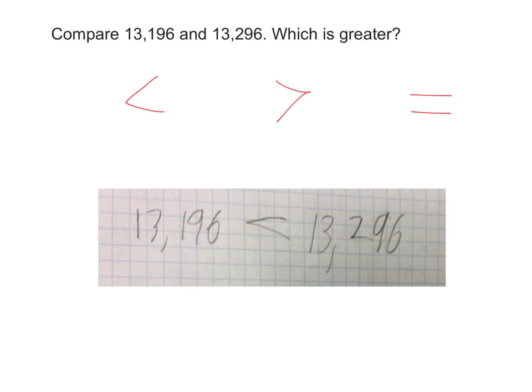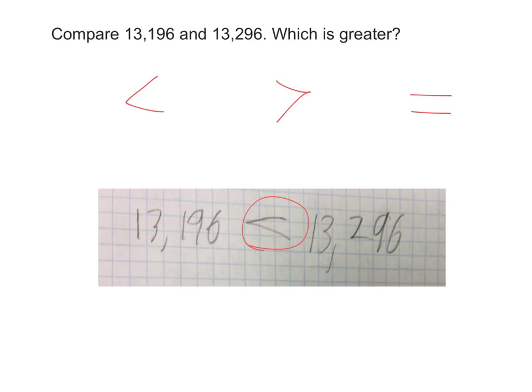I wrote that 13,296 is bigger than 13,196. Right, so reading it from left to right, you wrote 13,196 is less than 13,296. You got it. Can you explain to us, how did you think about that in your head? What were the steps that you were thinking?